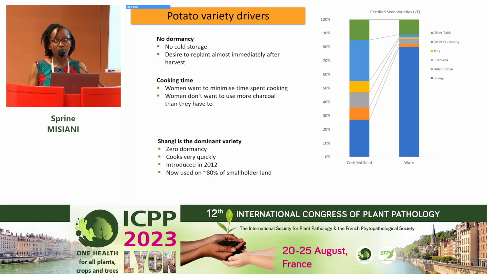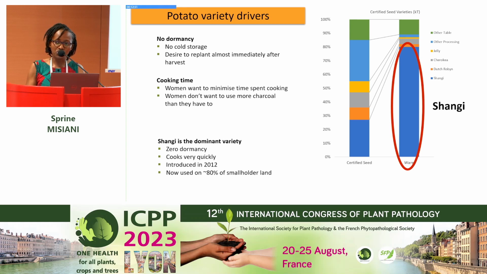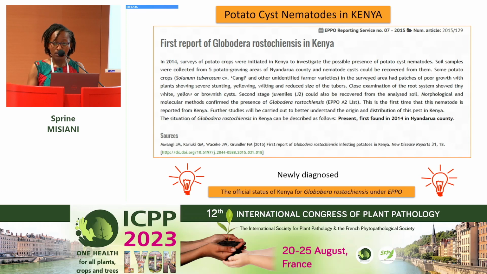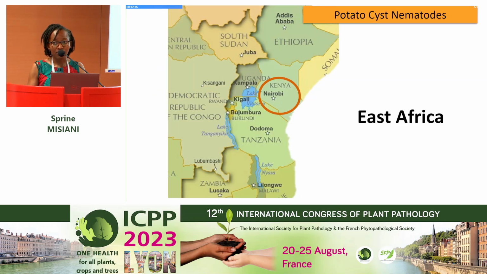So with this, we have now the Shangi. Shangi is the most loved potato because it has zero dormancy. It cooks very quickly. It has a pleasant taste. And as you can see, when you compare it to different varieties that have been registered in Kenya, it's the most loved potato variety. So let me take you now to potato cyst nematode. It was reported to be in Kenya in 2014. And we not only have it in Kenya, but also in other East African countries, that is in Uganda and Rwanda as well.